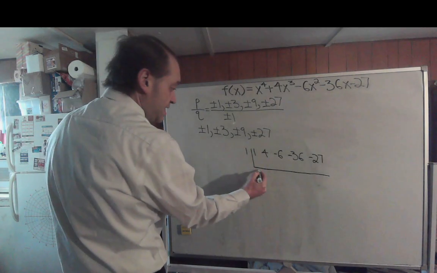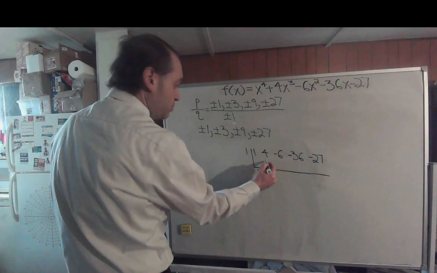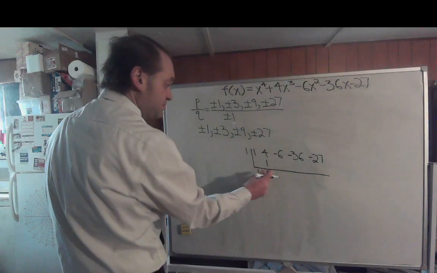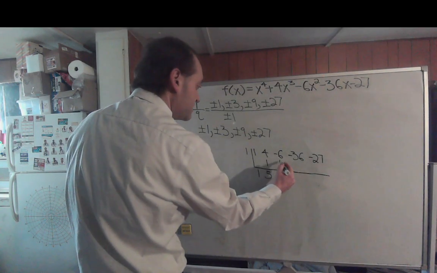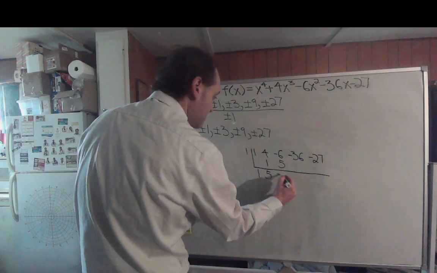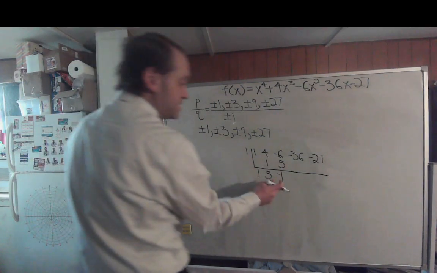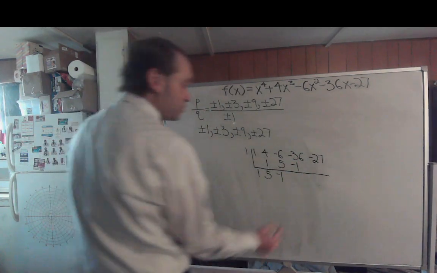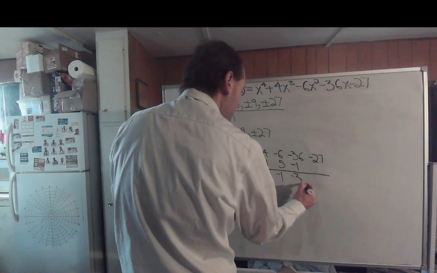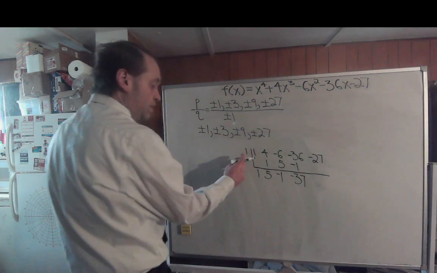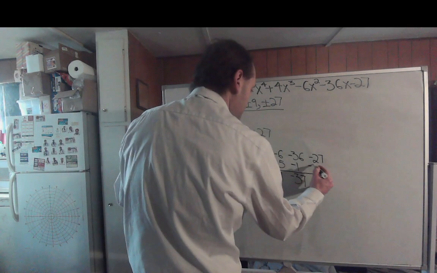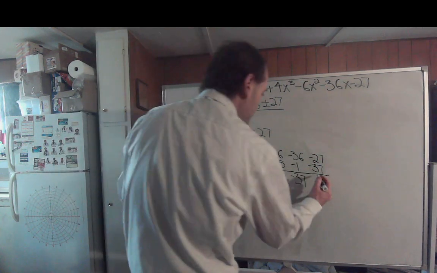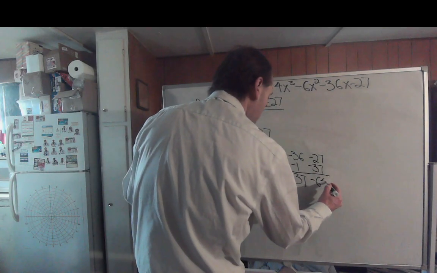So bring down your 1. 1 times 1 is 1. 4 plus 1 is 5. 1 times 5 is 5. Negative 6 plus 5 is negative 1. 1 times negative 1 is negative 1. Negative 36 minus 1 is negative 37. 1 times negative 37 is negative 37. Negative 27 plus negative 37 would be negative 64.